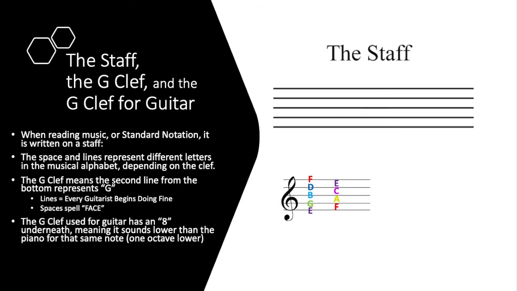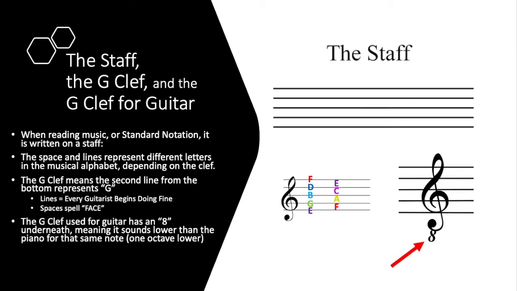The clef we'll be using for the guitar has an 8 underneath it. And this means that the note that sounds on the guitar is an octave lower than that same note as you would play on the piano, for example. Some guitar repertoire does not have that 8 underneath, but that's just because it's assumed we all know it sounds an octave lower than written.